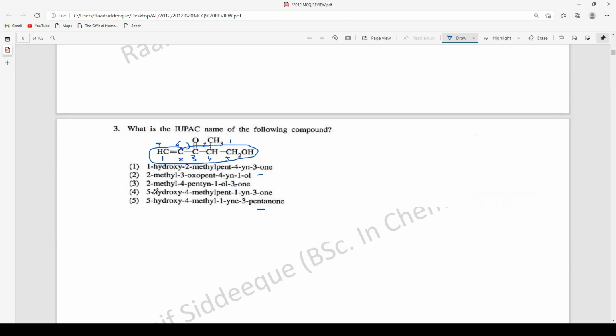So in principle, if you check answer number 4, you have 5-hydroxy. So there are only 2 answers with hydroxy and 4-methyl. So what about these 2? Which one is correct? Pent-1-en-3-one or 1-en-3-pentanone?